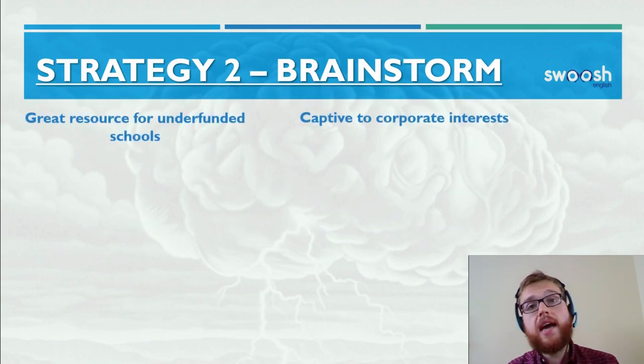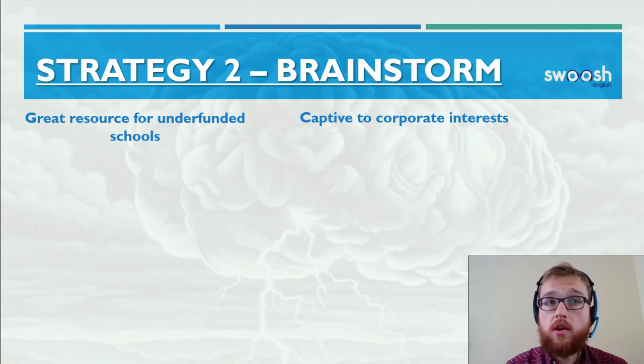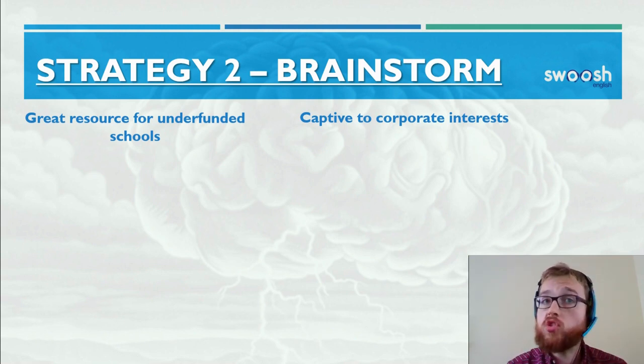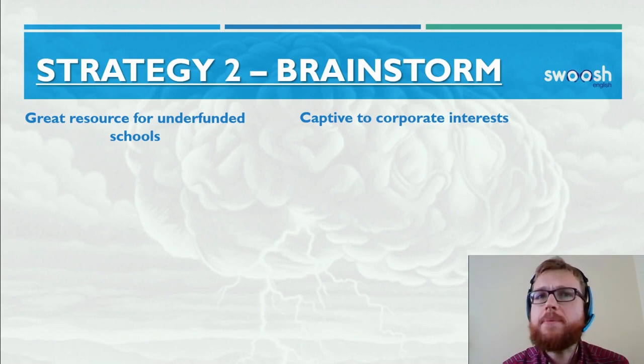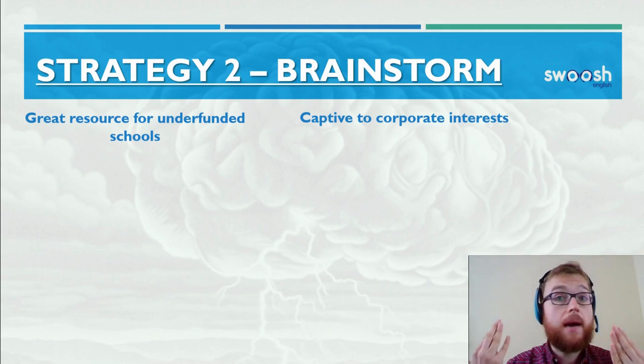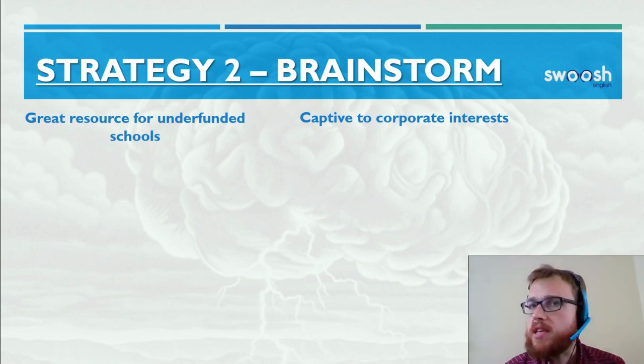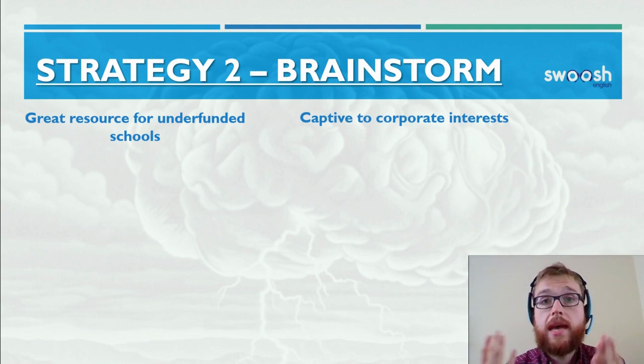So, our two sides of this argument, as I said earlier, involved advertising being a great resource for underfunded schools, as well as also being a captive to corporate interests. A great resource for underfunded schools being a positive state, and captive to corporate interests being a very negative aspect to this test. So here are some ideas that I have formulated regarding my own arguments to this essay prompt.